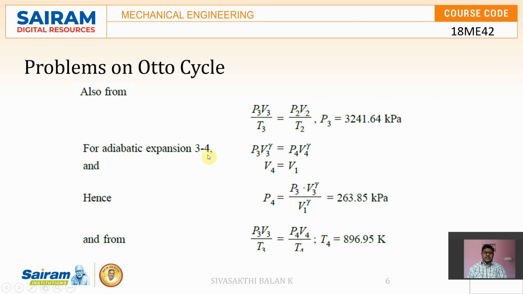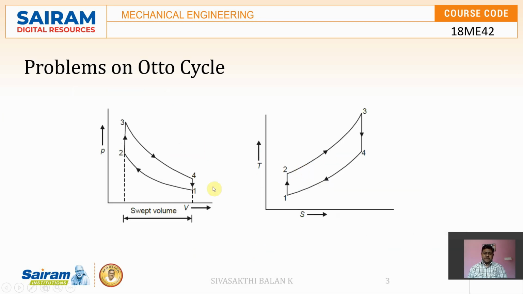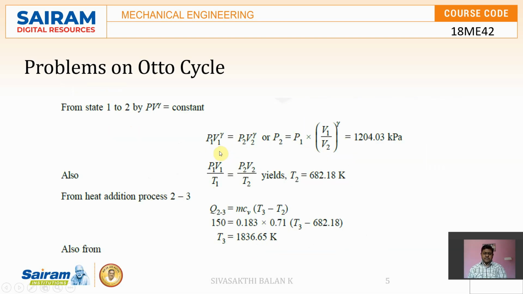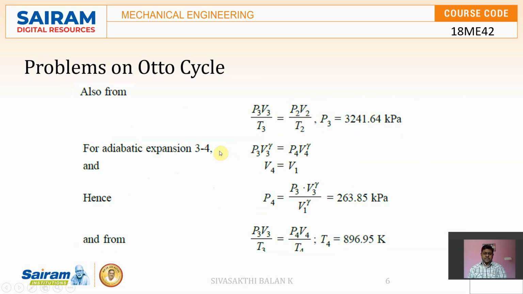Let us consider the next process, the reversible adiabatic expansion process, that is nothing but the process 3 to 4. This is an isentropic process. For an isentropic process, we know that P3 V3 power gamma is equal to P4 V4 power gamma, and we also know that V4 is equal to V1 and V3 is equal to V2 from this graph. Substitute all these values here. The only unknown is P4, so you can easily calculate P4.